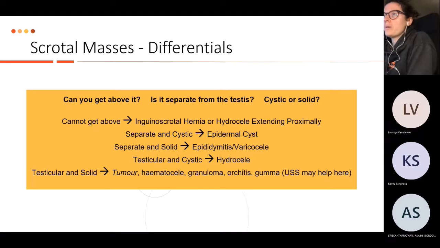So talking about scrotal masses, there are 3 key questions you want to be thinking about in an examination, or generally if they describe an examination in any questions. Can you get above the lump? Is the lump separate from the testes or part of the testes? And what does it feel like? Does it feel cystic, so a bit fluctuant, or is it solid? Depending on what it is, that determines where you're going with your differential diagnoses.